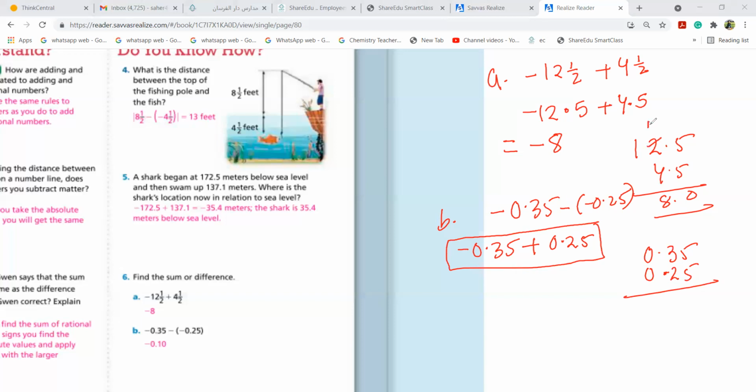Yeah, I have to do that. I'm just doing without recurring. 12 minus 4 is 8. Okay, so I'll minus this. Now you understood where you were wrong, Malak? Yeah. So your answer is 0.10. Sign of the bigger number.